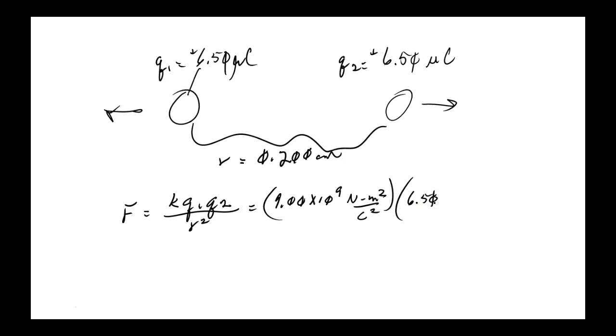6.50. What do we mean by microcoulombs? Same as before, but opposite: 10 to the negative 6. Micro is a millionth. 10 to the minus 6 coulombs. And Q2 is also 6.50 times 10 to the minus 6 coulombs.